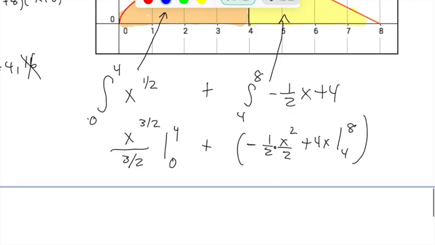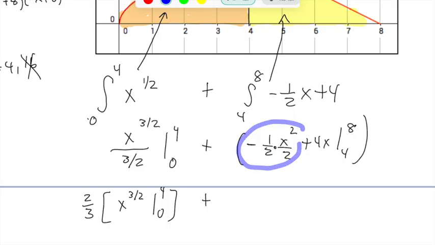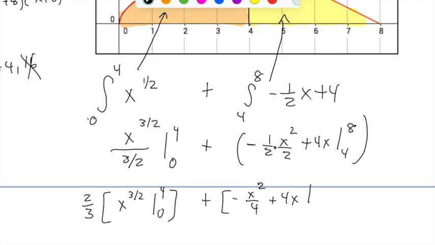But let's plug in. So we have 4 to the 3/2. Actually, let me clean it up first. Let's pull this out. This will become a 2/3 times x to the 3/2 from 4 to 0. It is a constant, so I can pull it outside. Plus, this will just turn into negative x squared over 4 plus 4x, 8 to 4.